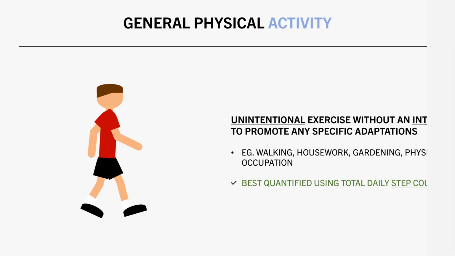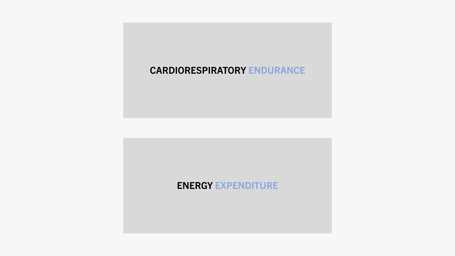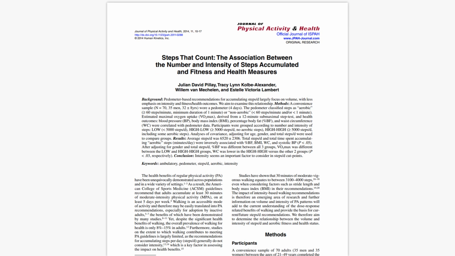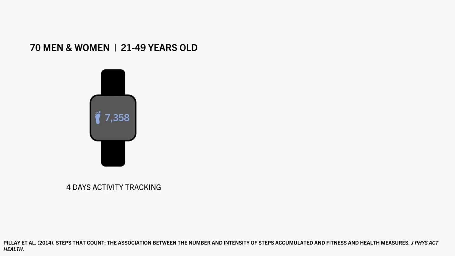There are 2 outcomes that are generally associated with general physical activity that are relevant for this video. The first is cardiorespiratory endurance. So the question is, how effective is general activity for endurance adaptations? This question was assessed in this study, which analysed the association between step counts and various different fitness measures. 70 men and women between 21 to 49 years old wore a pedometer for 4 days while going about their regular daily activities.